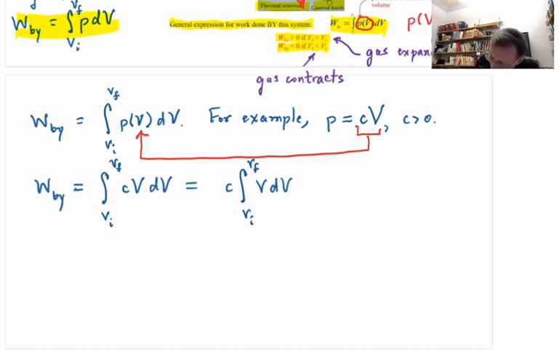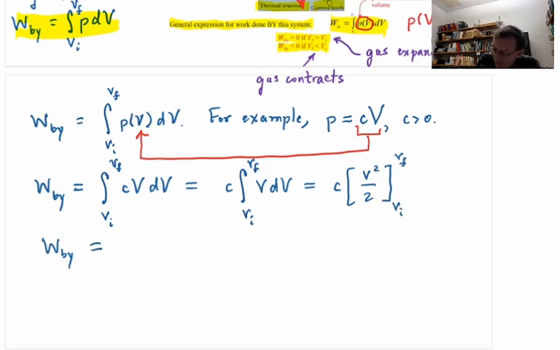And then all you got to do is put in the limits, but now we write it with v. So that's c times v squared over 2, with the limits being v initial to v final. So we get the following symbolic expression for the work done by the gas in this particular experiment. I've got a c over 2 out front. Then I have v final squared minus v initial squared. And if I've given that constant c the value, and I know the final volume and the initial volume, I plug in the numbers, and that's how much work was done.